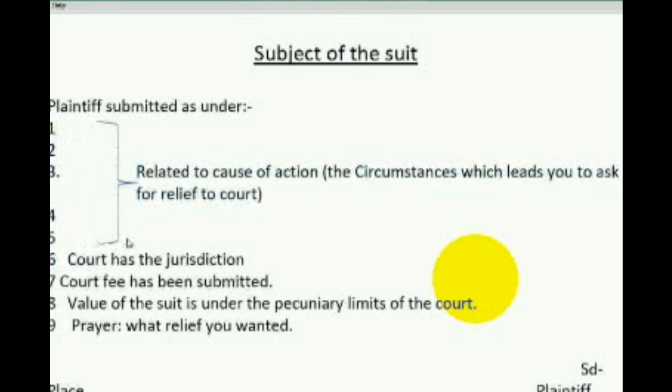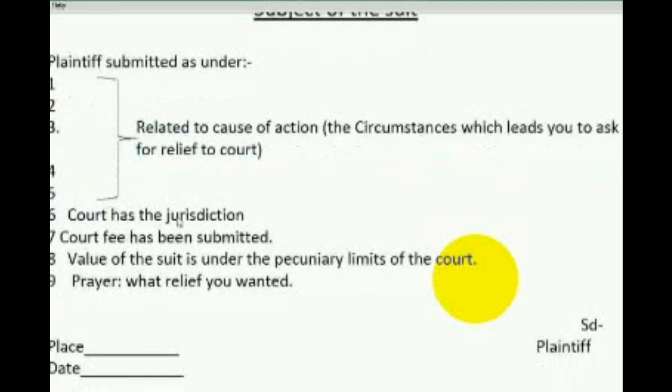And now some of the important points that you will see in every plaint: that the court has jurisdiction, this has to be mentioned; that court fee has been submitted, this has to be mentioned; and that the value of the suit is under the pecuniary limits of the court, this has to be mentioned. And in the end you have to mention the prayer. In the prayer, the plaintiff has to write the relief that he wants.